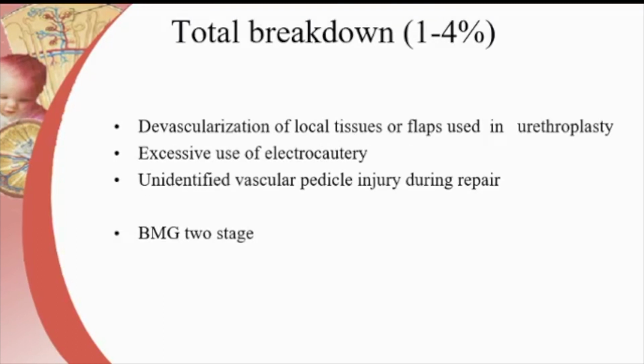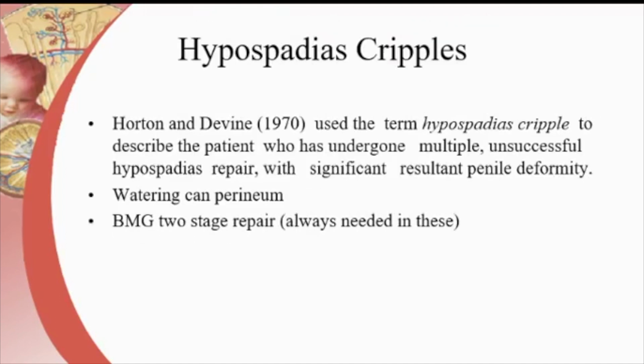Total breakdown is very rare. This is essentially a problem of using too much electrocautery or devascularization of the flap. Then hypospadias cripples. This is a term used for multiple unsuccessful hypospadias repairs with a significant perineal deformity, sometimes called watering can perineum. They always need a buccal mucosa graft repair after excising all the scar tissue.